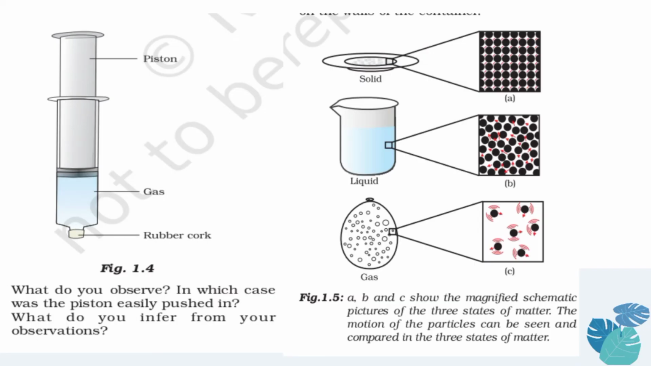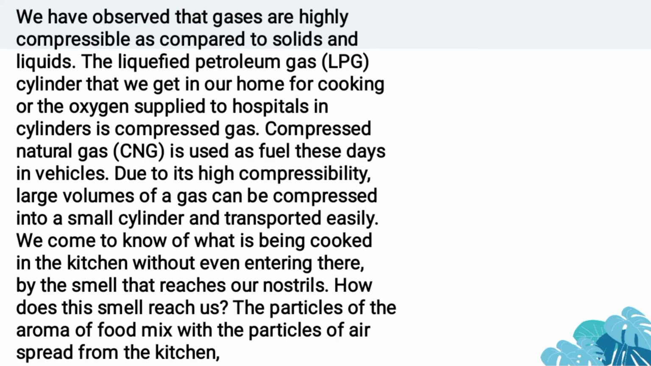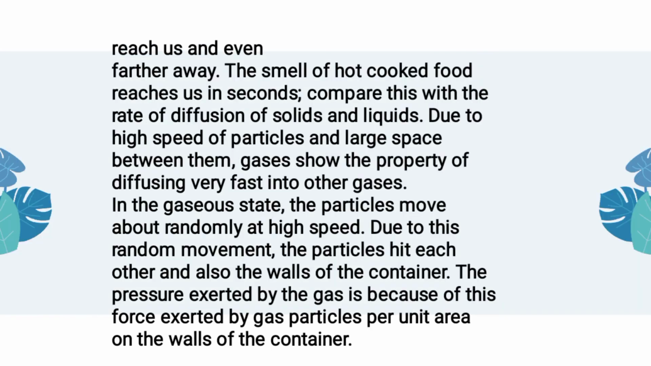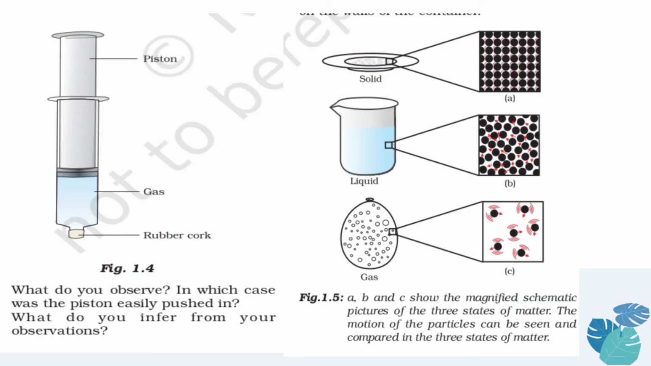So I'll tell you how. We have to take 3 syringes. In one syringe you have to fill the gas, in another syringe you fill the water, and in another syringe you fill the pieces of chalk, and in the third syringe you don't fill anything, leave it as it is. Remove the piston, apply some Vaseline, try to compress them and observe which piston is moving easily and which is moving very hard.